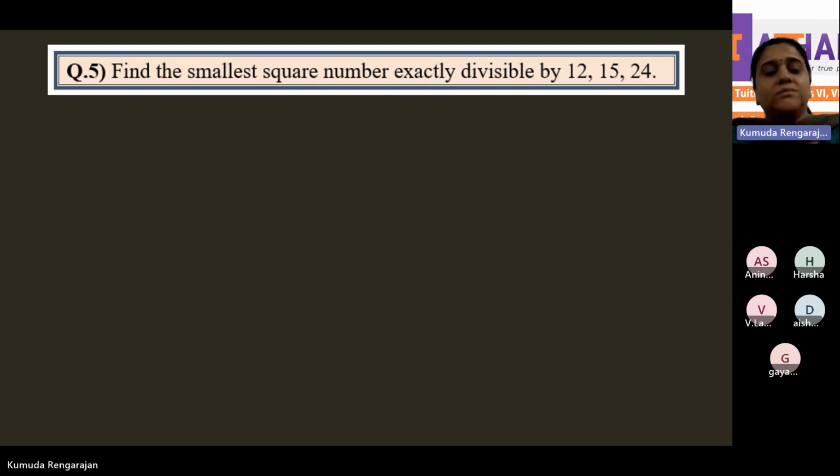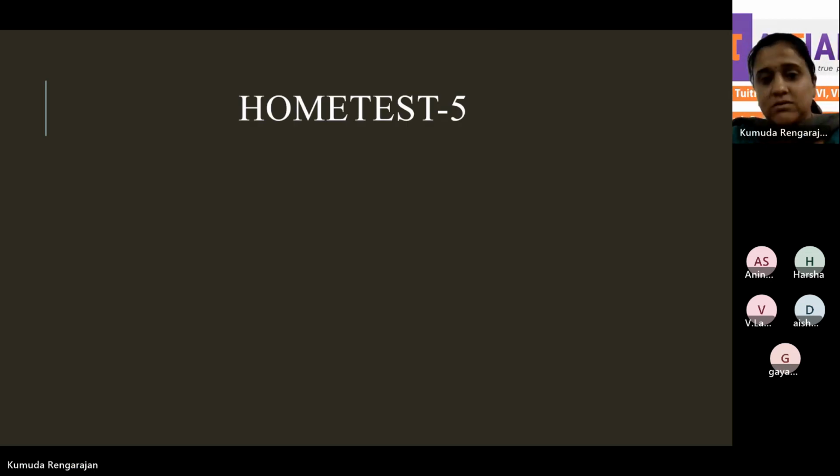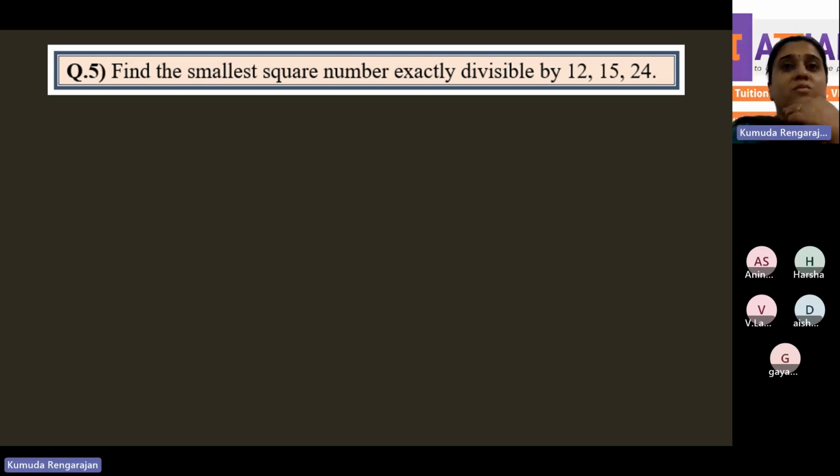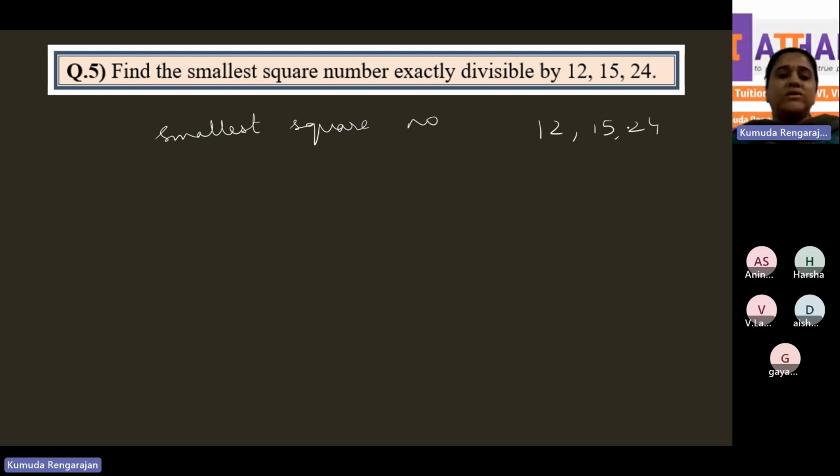Okay. Next one. Find the smallest square number exactly divisible by 12, 15, and 24. Okay. Now, smallest square number, don't write square number, exactly divisible by 12, 15, and 24. Now we'll just take away the numbers square. Supposing we have to find the smallest number exactly divisible by 12, 15, and 24, then it is the LCM.